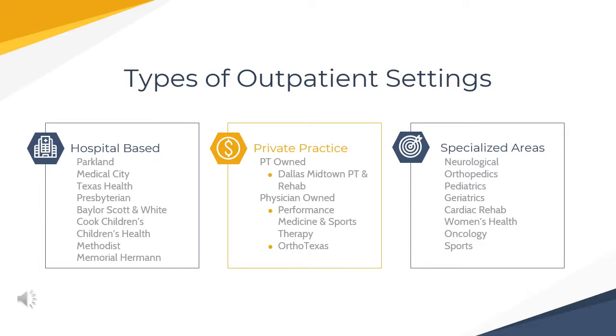The three boxes are the categories of settings. You can have hospital-based with local examples below it, private practice, which could be PT-owned or physician-owned, and examples of each in our area, and lastly, specialized areas, with examples below. In reality, there is quite a bit of overlap between these categories. Please keep that in mind moving forward.